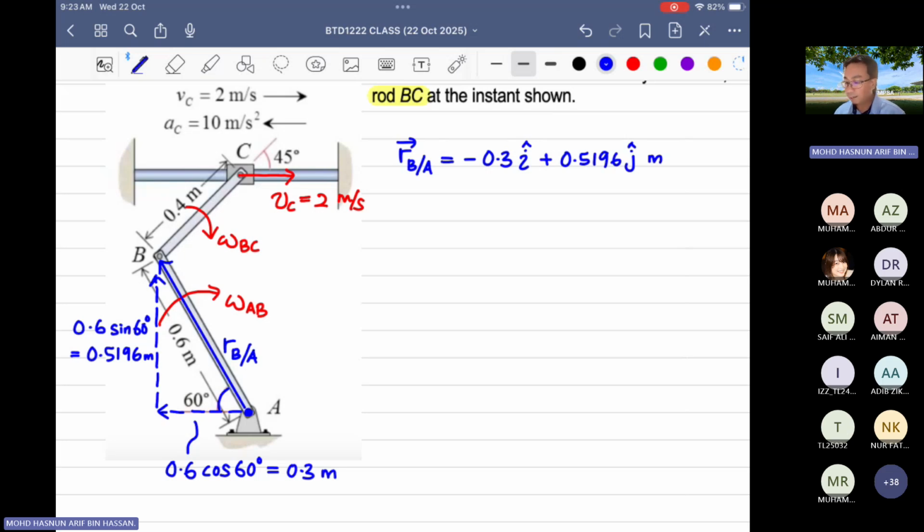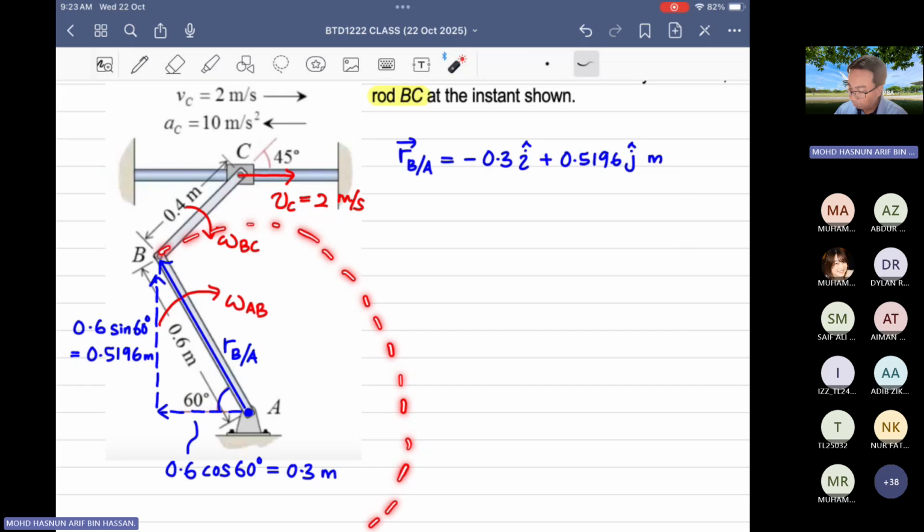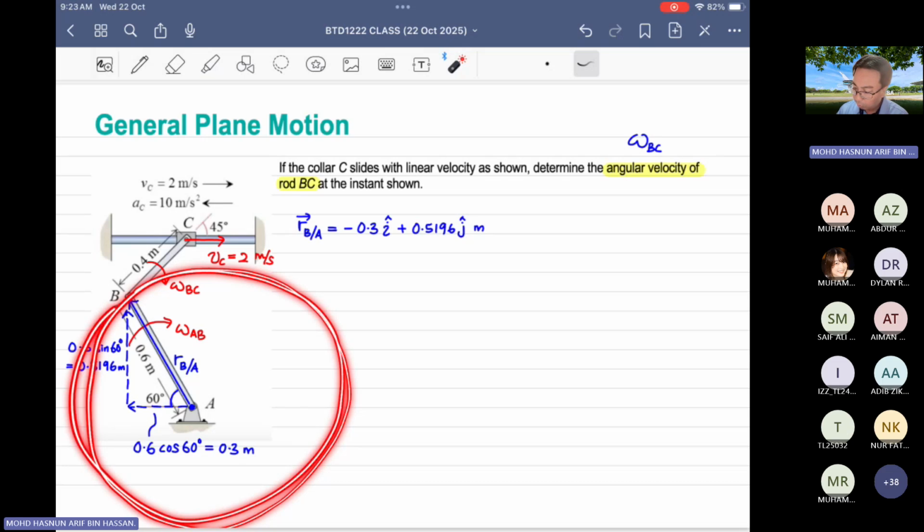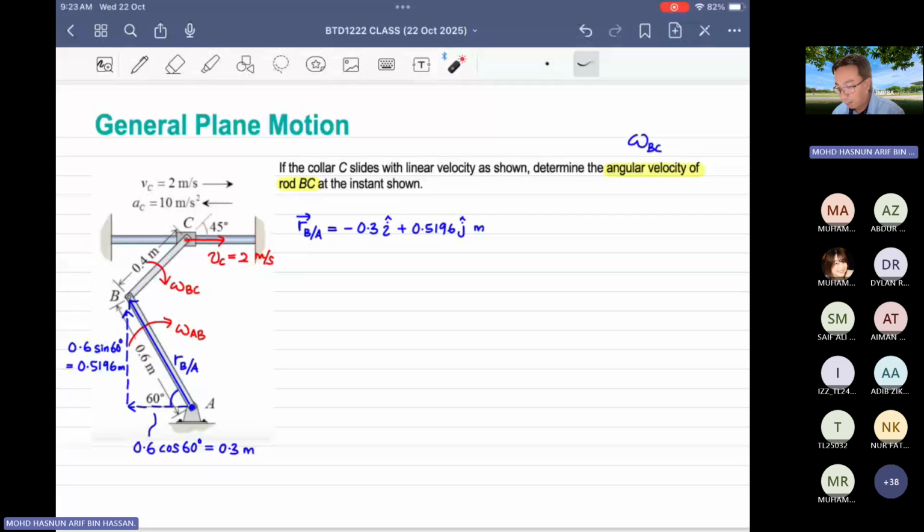Now, let's start with the rod AB first. For rod AB, the type of motion will be rotation, because A is a fixed point. So you can imagine the rod AB or the point B will rotate about A. This will be the path of motion of point B. So point B will make a big circle about A like this. B will keep on rotating about point A. So we know that the rod AB undergoes rotation.